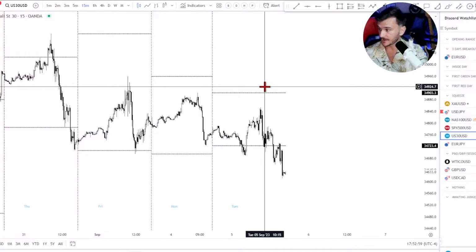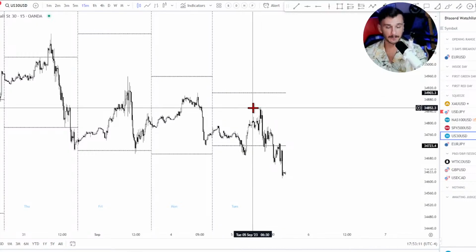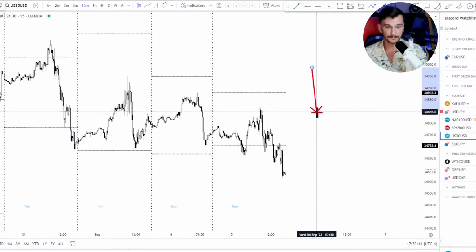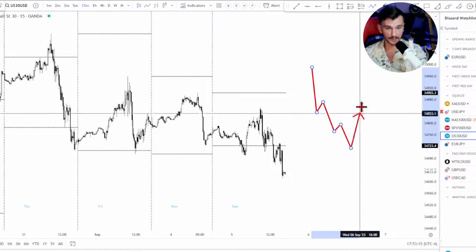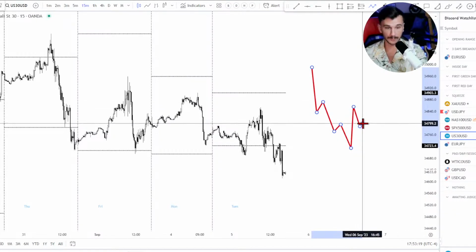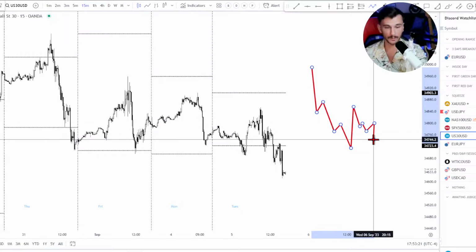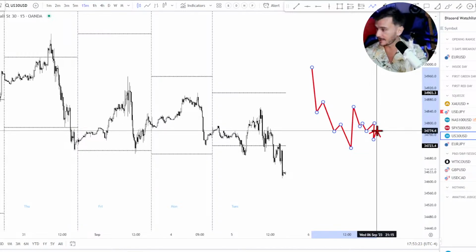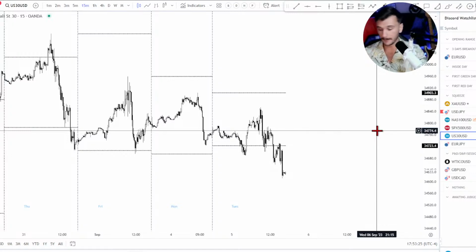Is break in structure the same as change of character? Yes. Yes, it is. Basically, it's a change in direction. It's the first time that the market looks like it's going to change direction. Oh, they made a higher high. First move, change of character, break in structure, whatever you want to call it. You've got 1,000 different names for the same exact thing. But yeah.